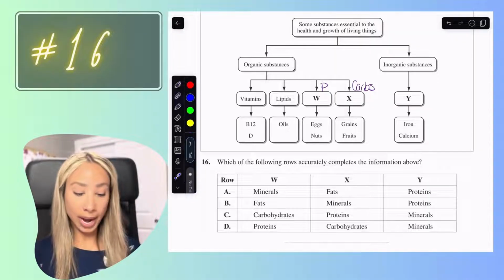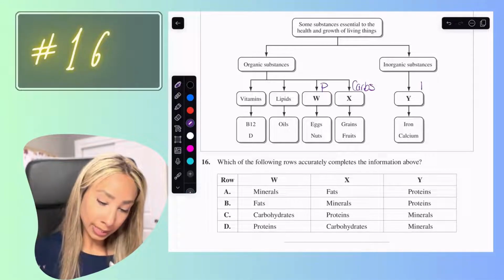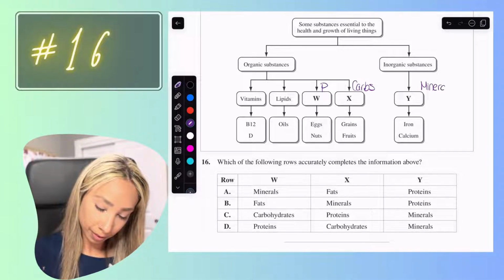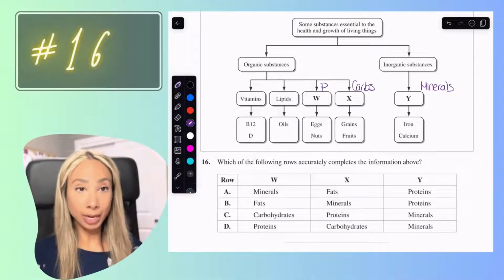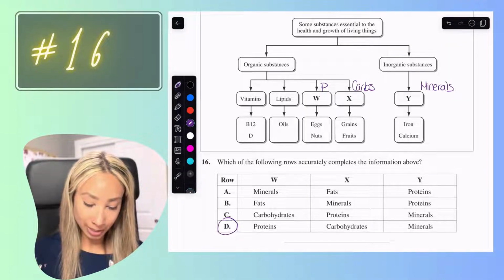And then finally, we've got our last one, which is iron and calcium. Well, that's really going to be our minerals. We need these to also survive. So the row that matches up this is going to be option D.